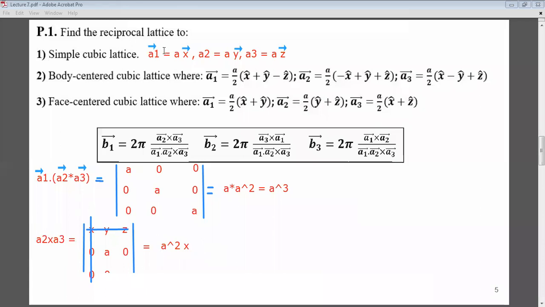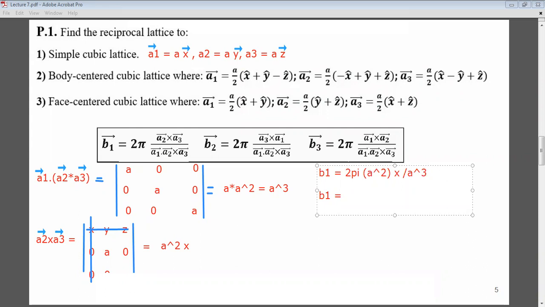Okay, so A2 cross A3 is A square X. Now, if I want to get B1, we will apply this B1 over here. So B1 is equal to 2 pi times A2 cross A3, which is A square in the direction of X vector, divided by A cube, which is A1 dot A2 cross A3. How much is this? This gives me B1 equal to A square in the numerator, A cube in the denominator.